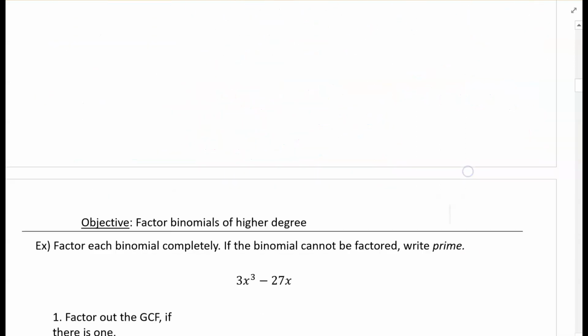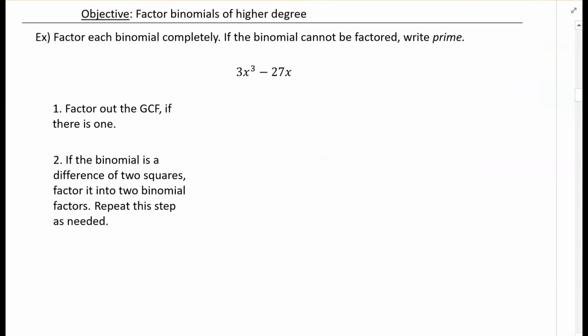Okay? All right, moving on to the next example. One more time, you want to check for your GCF. So check, well, I see a 3 and a 27. I know 3 goes into 27, so I'm going to take out a 3. And then I also see that they have an x in common. So the biggest thing I can take out is an x. That's the greatest common factor that they have in common, okay?